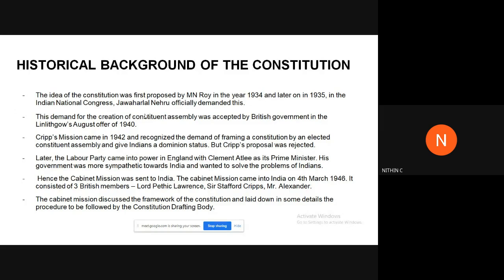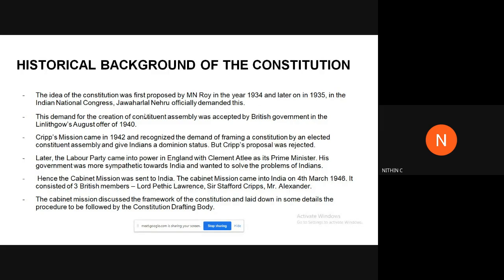This demand for the creation of a Constituent Assembly was accepted by the British government in Linlithgow's August Offer of 1940. The Cripps Mission came in 1942 and recognized the demand of framing a constitution by an elected Constituent Assembly and gave Indians dominion status.